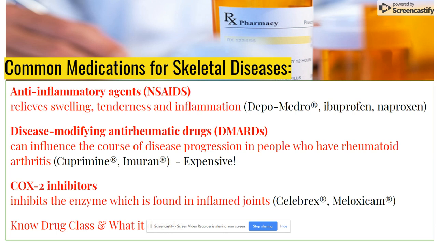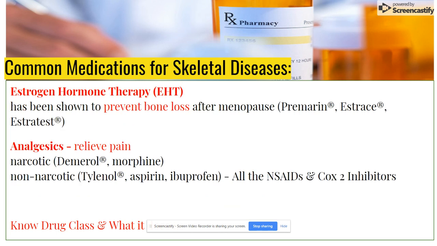We also have COX-2 inhibitors. In inflamed joints, there is an enzyme. COX-2 inhibitors inhibit that enzyme from causing more inflammation. So that's going to be your Celebrex, meloxicam. Again, COX-2 inhibitors, they're going to inhibit COX-2. COX-2 is an enzyme. With osteoporosis patients, think back, we see osteoporotic patients. Those are typically going to be those females after menopause.